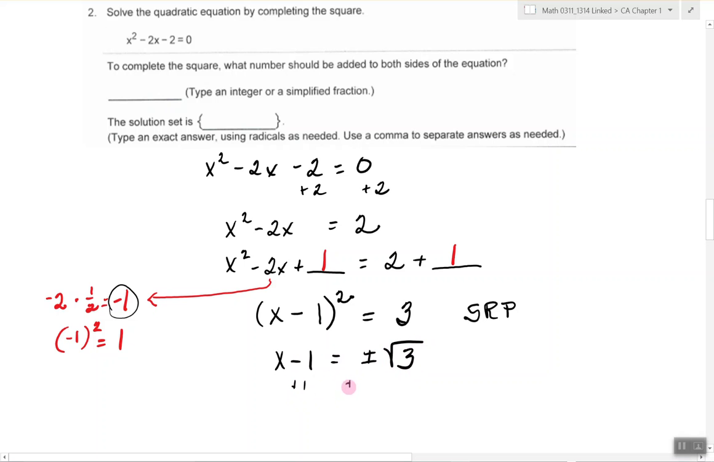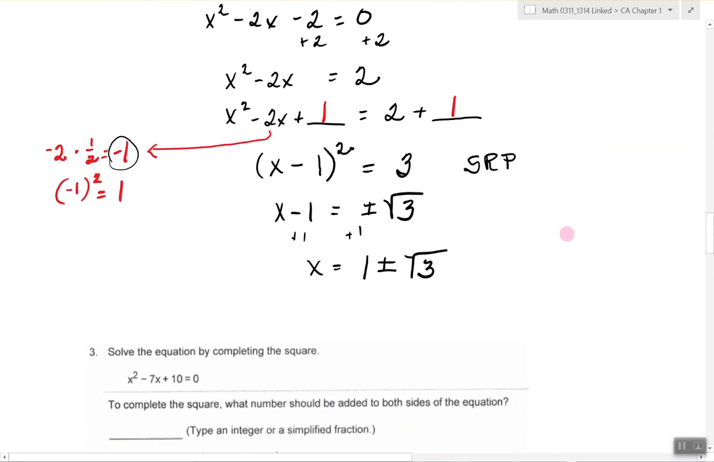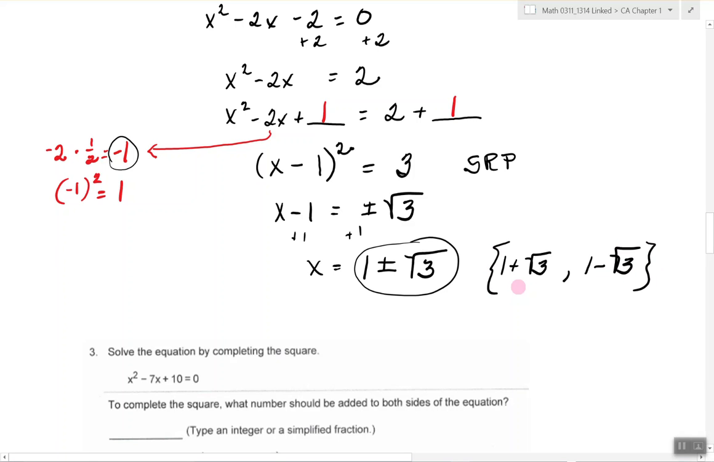Add 1 to both sides, put it in front. X is equal to 1 plus or minus the square root of 3. If allowed, you can use this expression to represent the two solutions. If the plus or minus symbol is not available, then you will write it out twice as 1 plus the square root of 3, comma, 1 minus the square root of 3. And my math lab does have set notation.